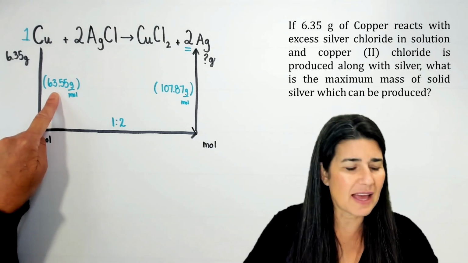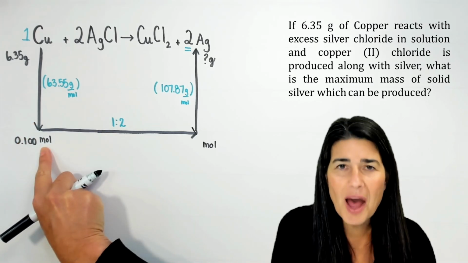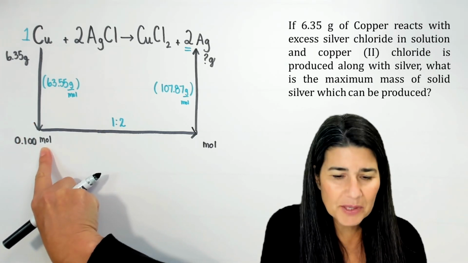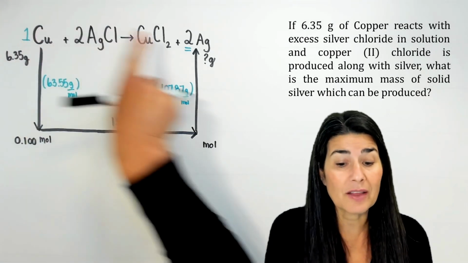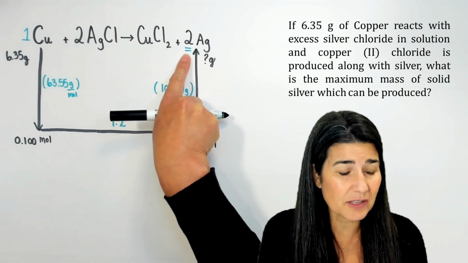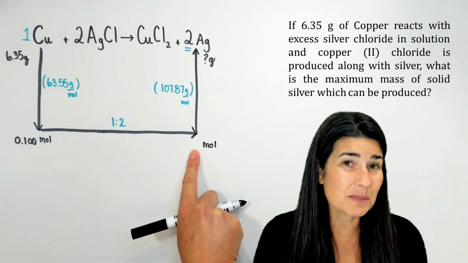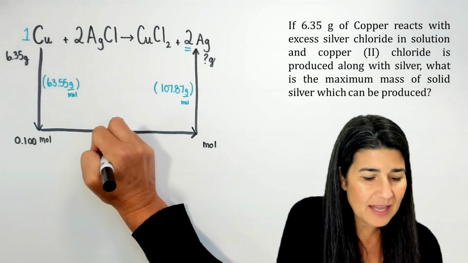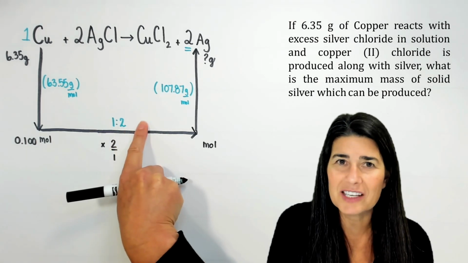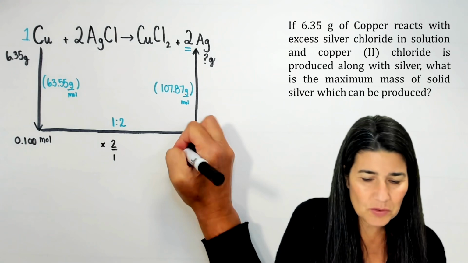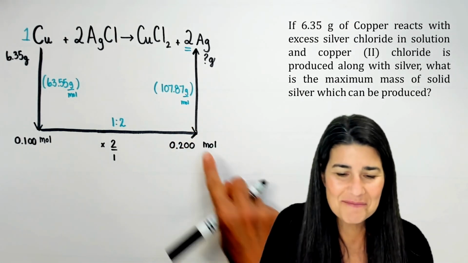If you do that, you get 0.100. Now we have moles of copper. We're going to go from moles of copper over to moles of silver. What do I know? I know for every 1 mole of copper, there are 2 moles of silver, twice as much silver. So if I have 0.100 moles of copper, I should have twice as many moles of silver. So I'm going to go ahead and multiply by a 2/1 ratio. If it's a 1 to 2, I'm getting bigger. So I multiply by 2. When I do that, I get 0.200 moles. Now I have moles of silver.